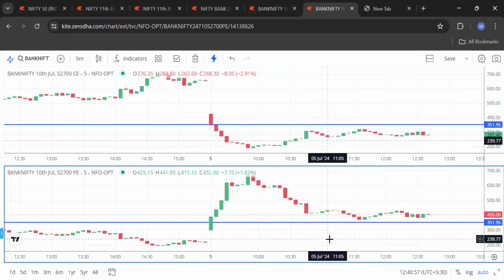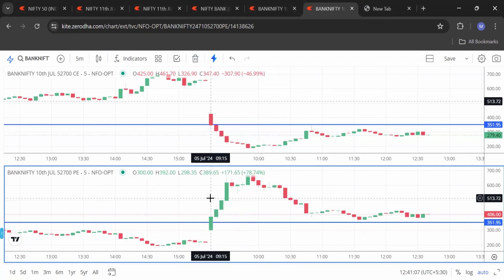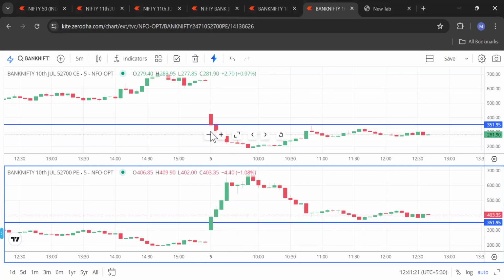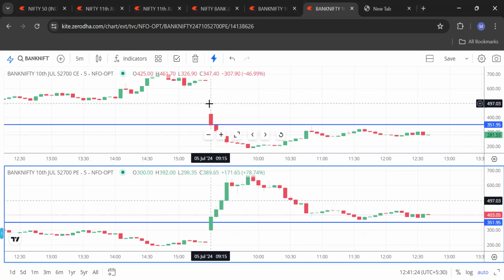Now just see, what is the rule? The rule says price should be above SPP as well as today's midpoint. Now see, on the first candle, the price crossed above SPP, and it's also above midpoint. The midpoint is 50%, 392 plus 298.35 divided by 2. And on the put side, the price crossed and closed below SPP. Very simple. And it is also below 50%.